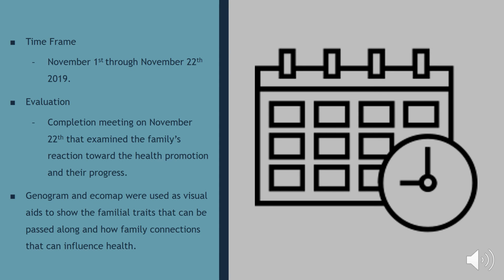The time frame for this project was November 1st through the 22nd, which was a 3-week period. At the end of the 3-week period, a completion meeting was held on the 22nd, which examined the family's reactions towards the health promotion project and their progress. The genogram and ecomap were used as visual aids to show the traits that can be passed along and how family connections can influence health. They were also very useful when identifying the specific nursing diagnosis and interventions specific to this family.